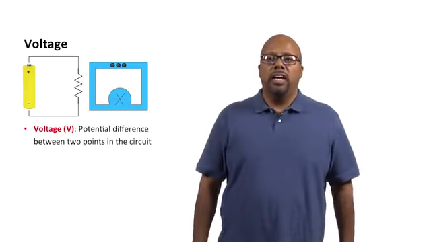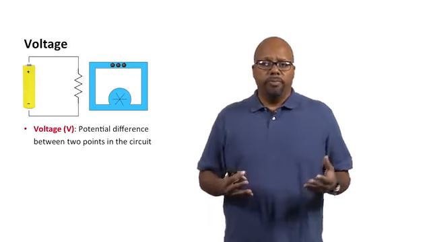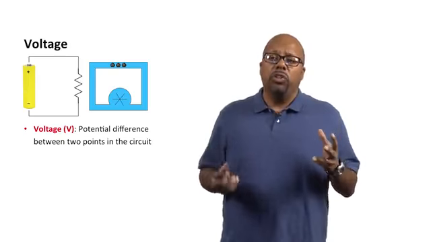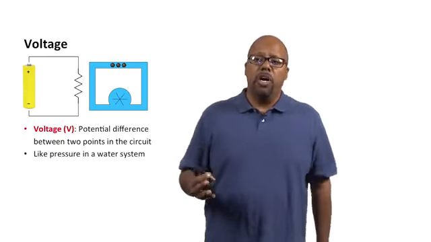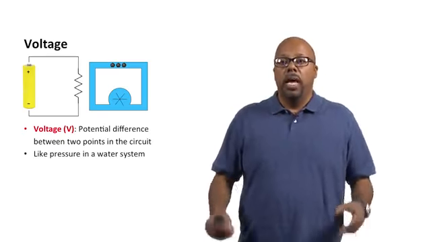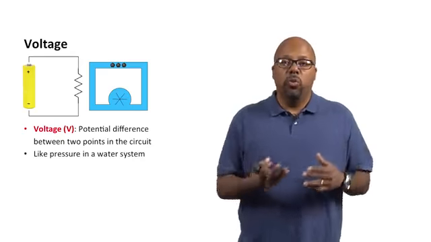So this concept of voltage. Voltage is called the potential difference between two points in the circuit. What this means, potential difference, is think of voltage as the pressure. Voltage is just like the pressure in the water system. That pump provides pressure on the water that you can measure with, say, a pressure gauge, right? But note that the pressure is what actually pushes the water through, right?